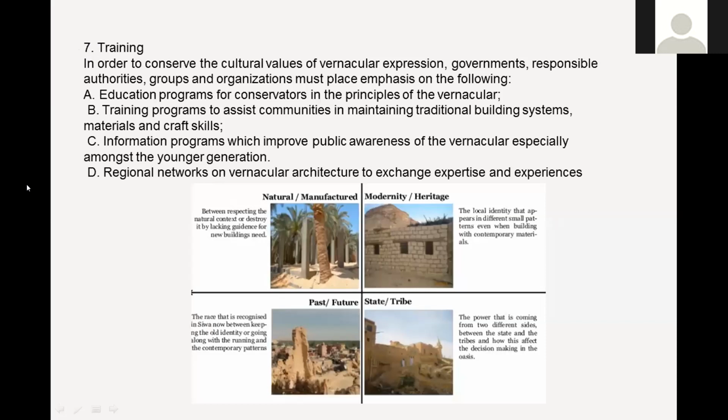In order to raise awareness for the government, because there's always an issue between the government and the tribe, and they always have problems with decision making in determining the local identity of the city. So they should provide education programs for conservators, information programs which improve public awareness, and finally regional networks on vernacular architecture to exchange expertise and experiences. Thank you very much for listening.